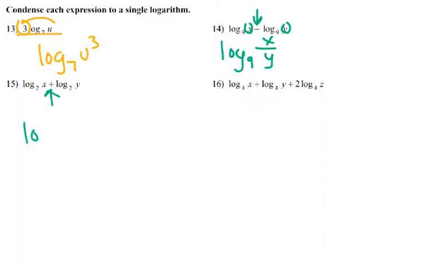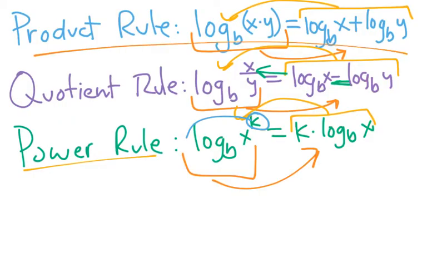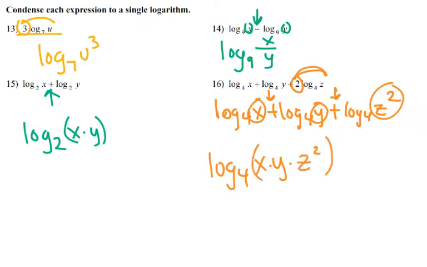Plus sign means we times: log base 2 of x times y. Okay, now 16, we've got a few things going on. So first, we use the power rule and bump that up. So I have log base 4 of x plus log base 4 of y plus log base 4 of z to the second, sorry, squared. Now there's all pluses in here, so we're using our product rule. And I just go log base 4, one of them. And so I have x times y times z squared. And if I want, I can put it in parentheses. And that's all we have to do when we condense things, okay?